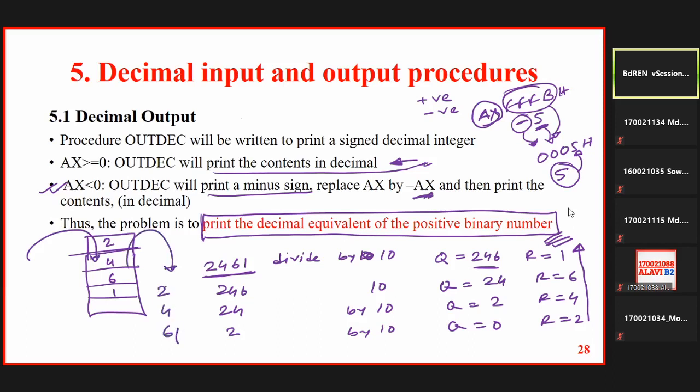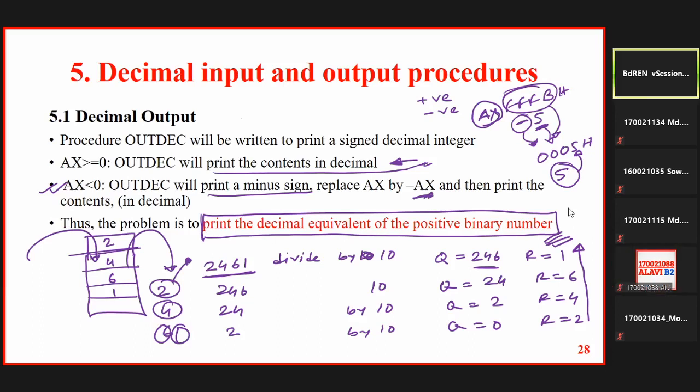That means we will be having this 2, 4, 6, 1 after every pop operation, and that can be converted to the corresponding ASCII of 2, and we can print. That's the idea. Is it clear? How we'll do that thing? Yes, sir.